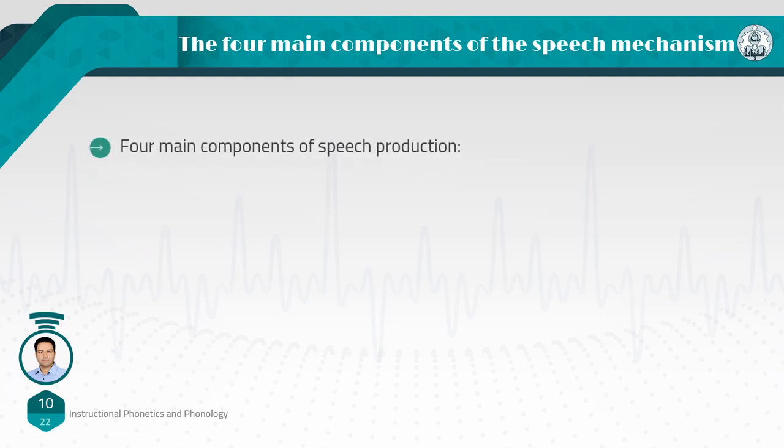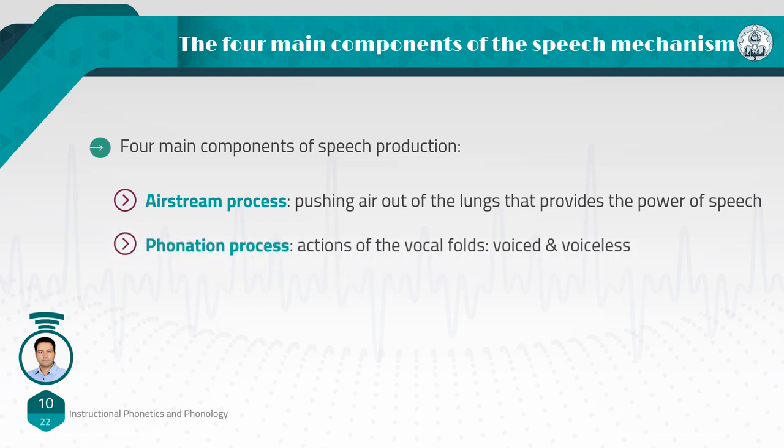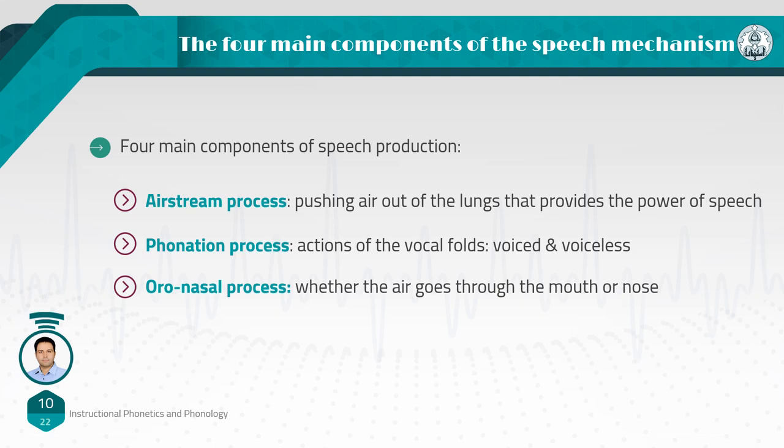So, if we want to summarize the four main components of speech production, the first one is the airstream process, pushing air out of the lungs, which provides the power of speech. So, the key word here is power of speech. It is made by the airstream process. Next is the phonation process, the actions of the vocal folds, voiced and voiceless sounds, remember? Then is the oronasal process, whether the air goes through the mouth or nose.